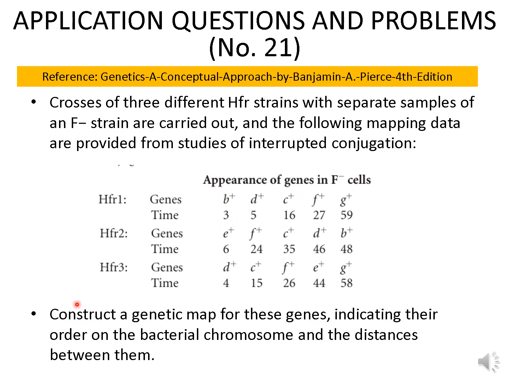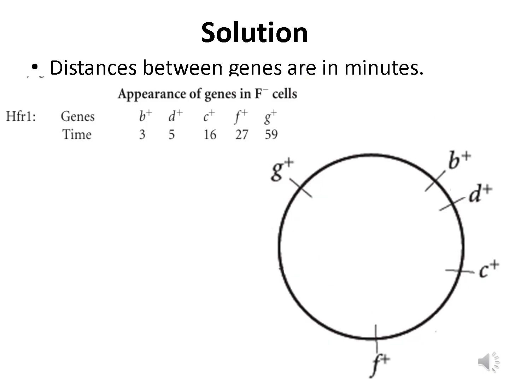Then they asked to construct a genetic map for these genes, indicating their order on the bacterial chromosome and the distances between them. So, two things are asked: order of the genes on the bacterial chromosome, and the second thing is distances between them. In order to solve, first we have to draw a circle and we will begin with one strain. It could be HFR1.